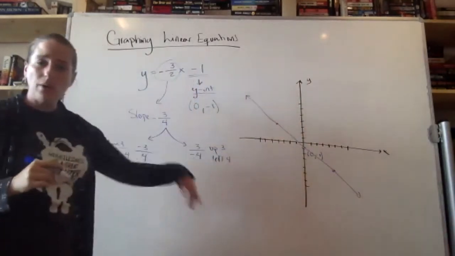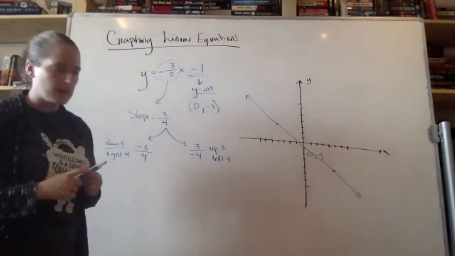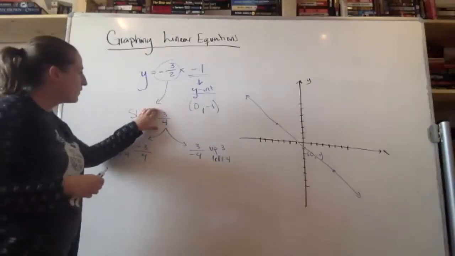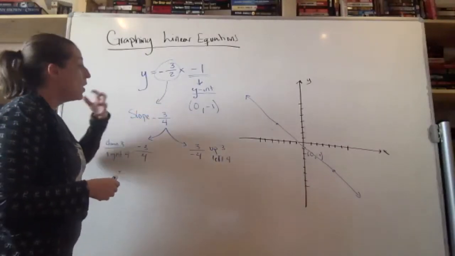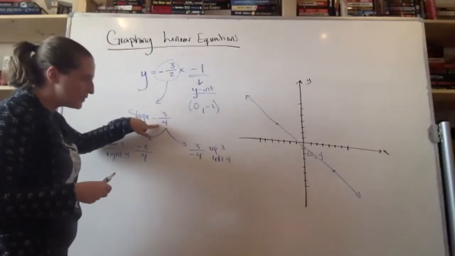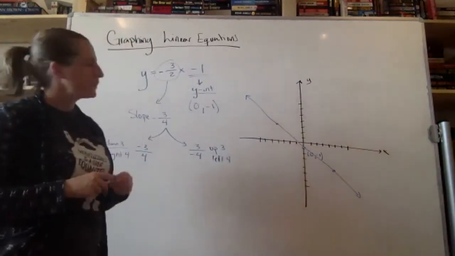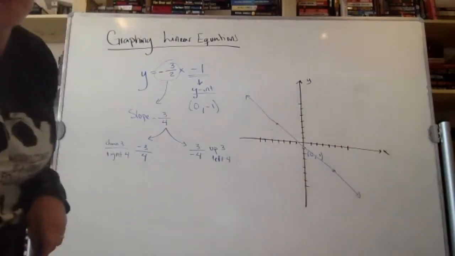Do you have to do both? No, you only need 2 points to make a straight line, but you could do either one. You can think of -3/4 as down 3, right 4, or up 3, left 4. Either way, you'll get the same kind of line that you have here. Okay, let's do another example.